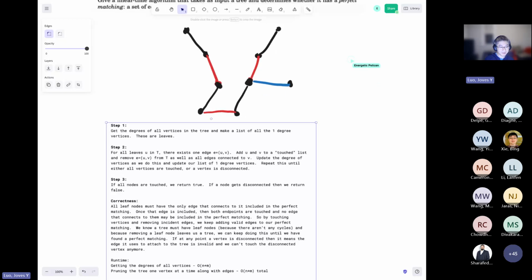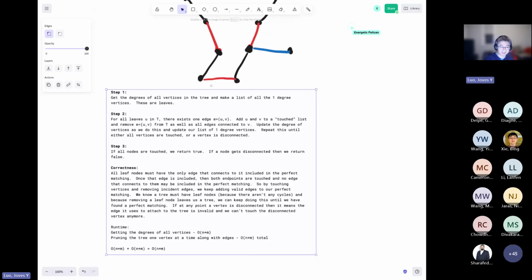So what I'm going to do is get the degrees of my vertices in the tree, and make a list of all the degree 1 vertices. These are my leaves, okay?